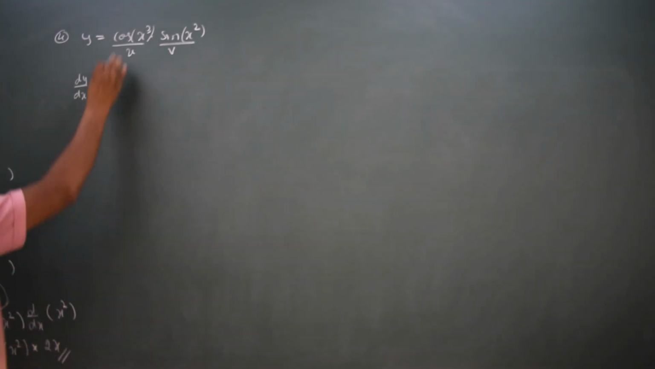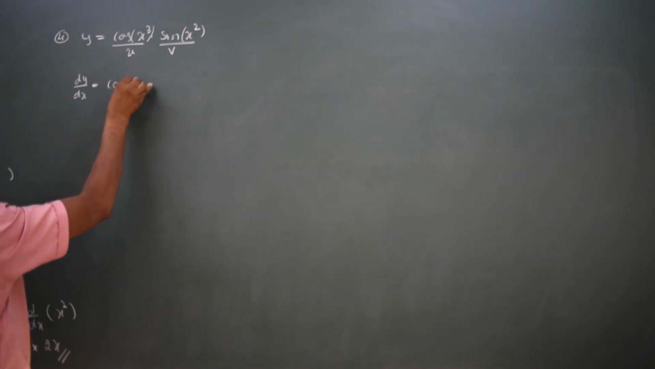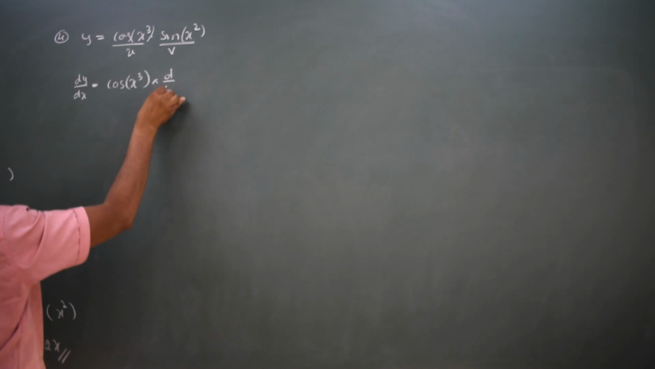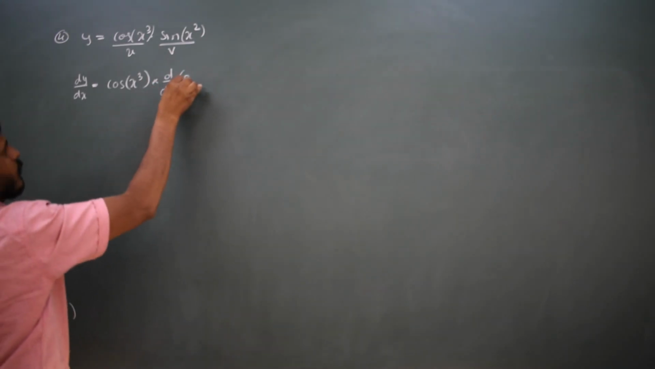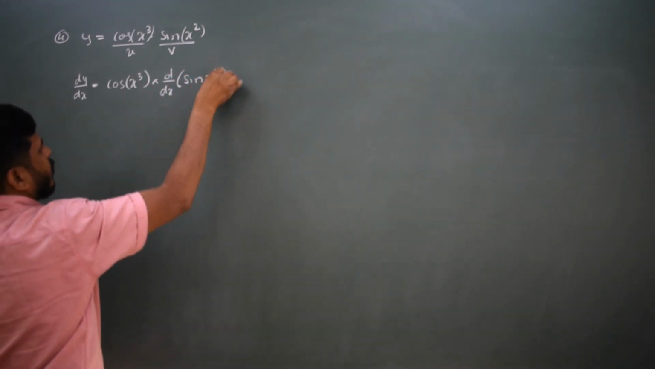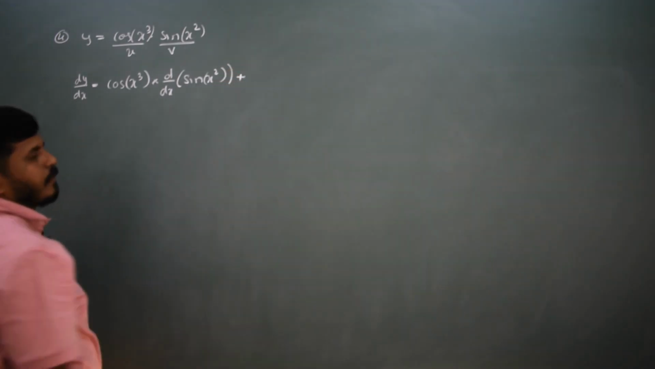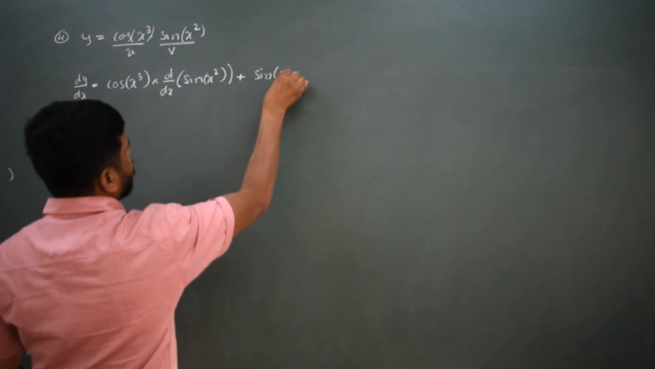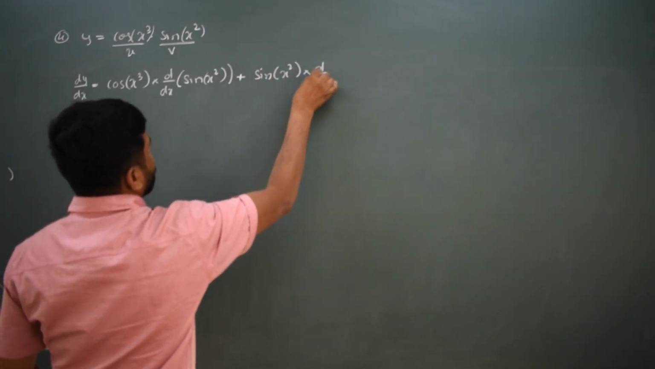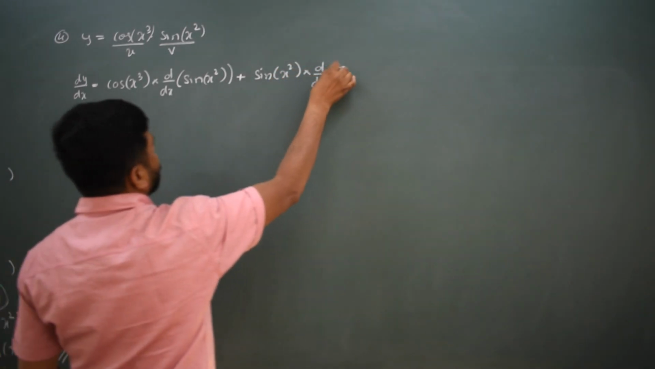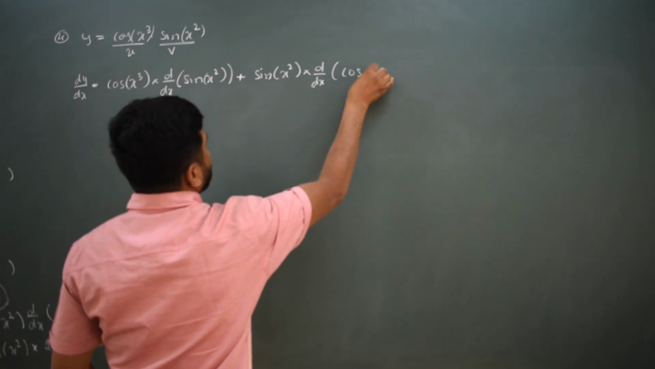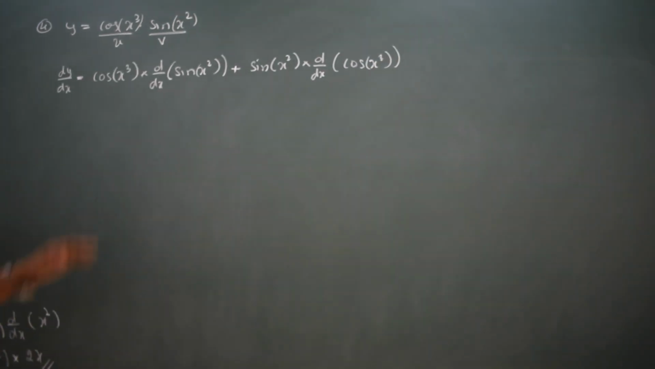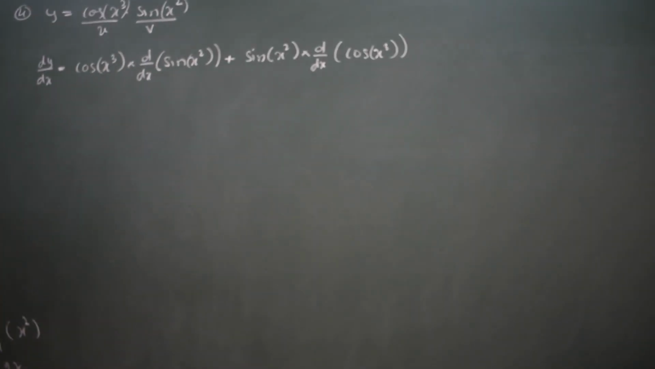What is the rule? First function as it is into differentiation of the second function. What is the second function? Sin x square, plus second function as it is, sin x square, into differentiation of the first function. What is the first function? Cos x cube. That is the u into v rule I applied. Now I am differentiating.